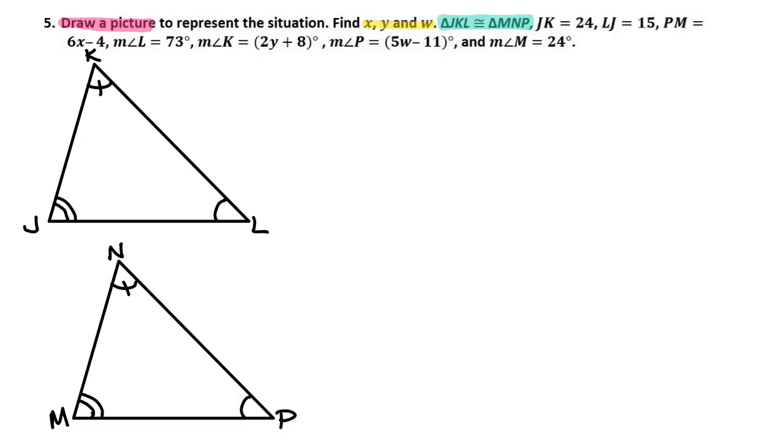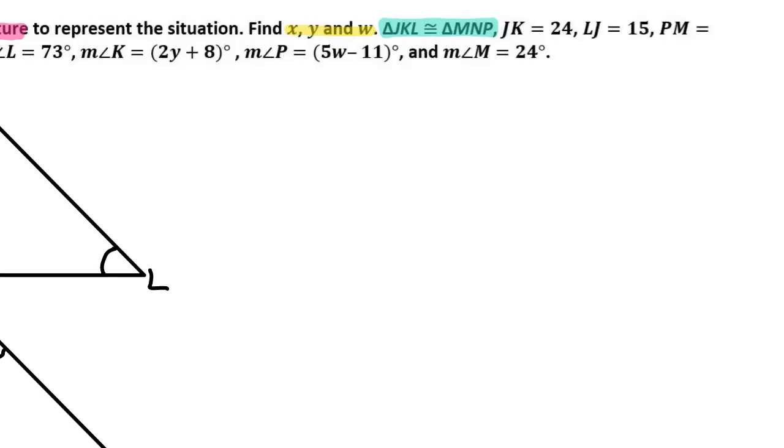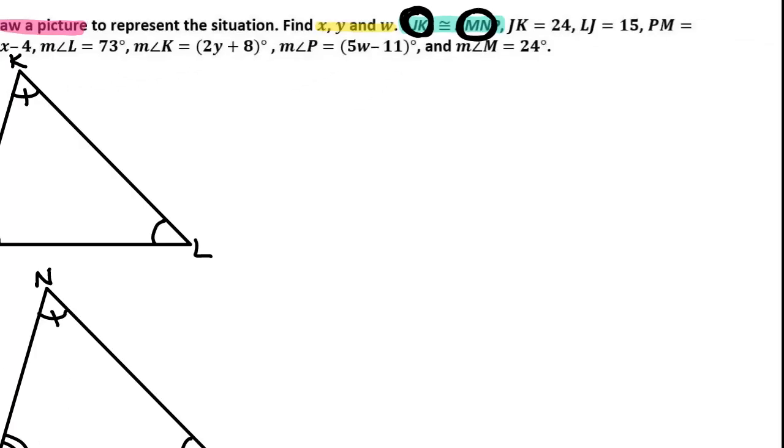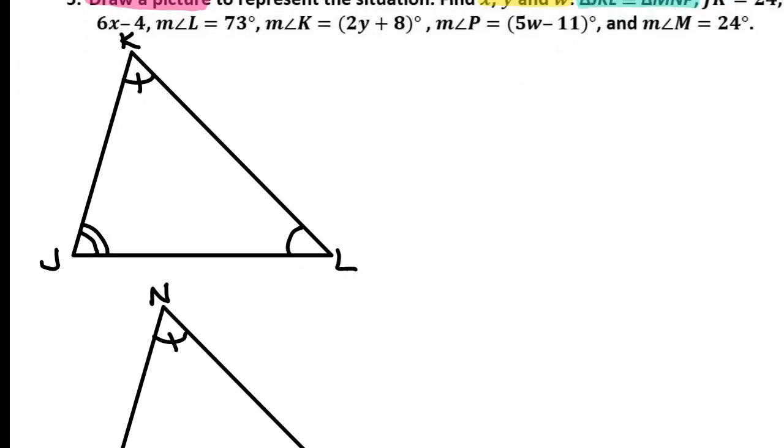What about sides? What sides can I mark as congruent? JK and MN. First and second letter, first and second letter. JK and MN.